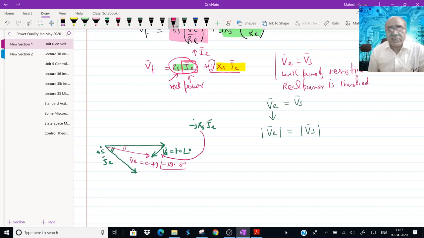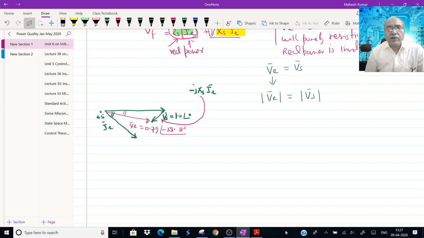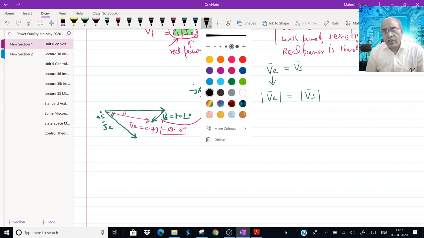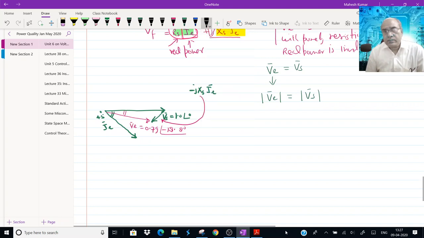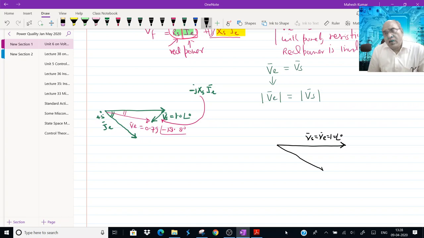If we compensate this, then VL becomes same as VS. So the new diagram is like this: we have a VS which is same as VL, 1.0 at an angle of 0, and the current we found is 1.8 something, this is IL, with an angle of minus 26.56 degrees.